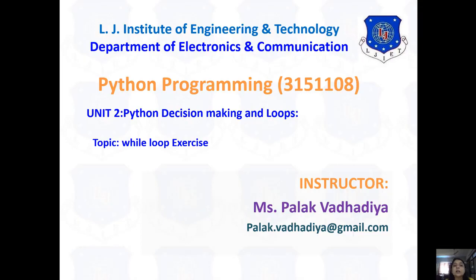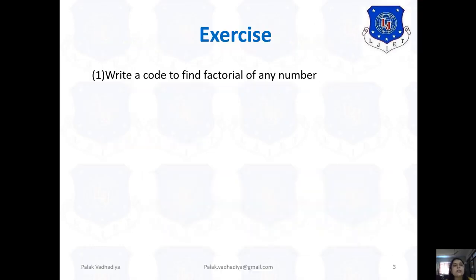Today we will discuss the topic, the while loop exercise that I already gave in the last session from unit number 2, that is Python, decision making and loops. So let's start. First exercise: write a code to find the factorial of any number.